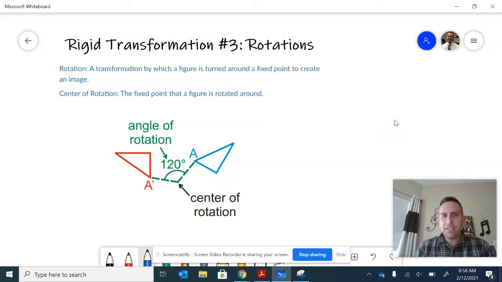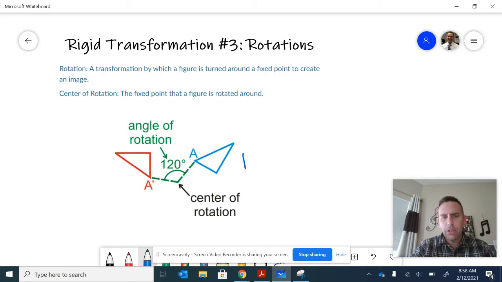In this video, we will examine the third rigid transformation, or isometry, where no shape or size is changed. This time, we're just going to be changing orientation and location. It's called a rotation. Here is the definition: a rotation is a transformation by which a figure is turned around a fixed point to create an image from the pre-image.